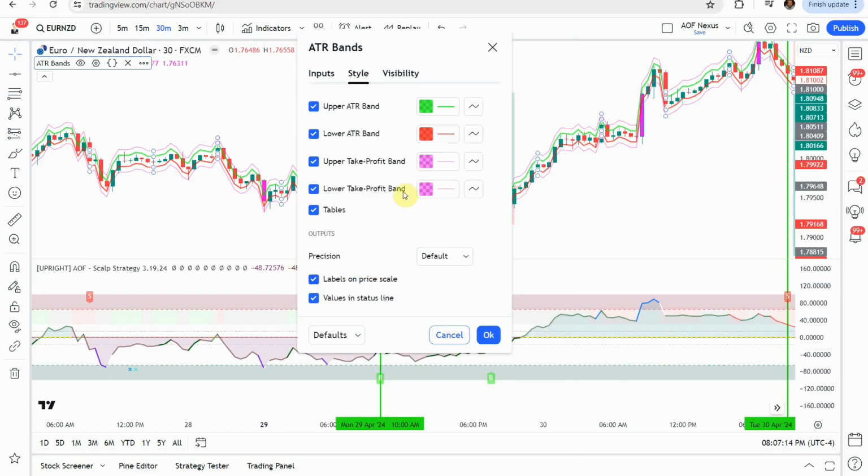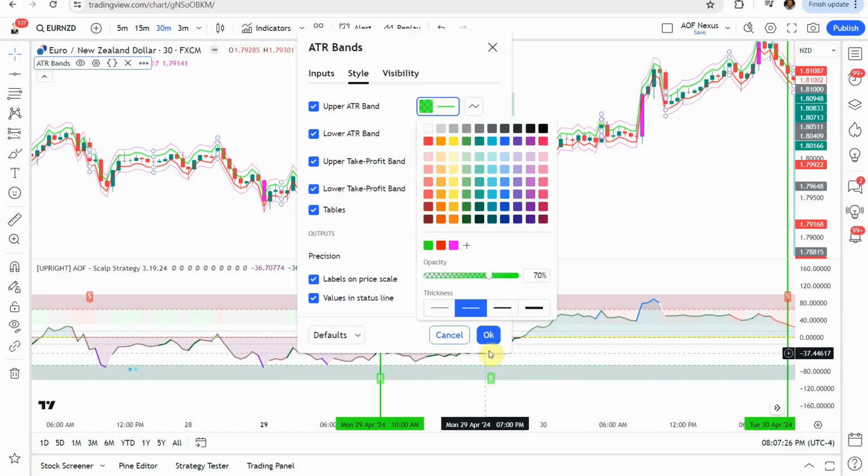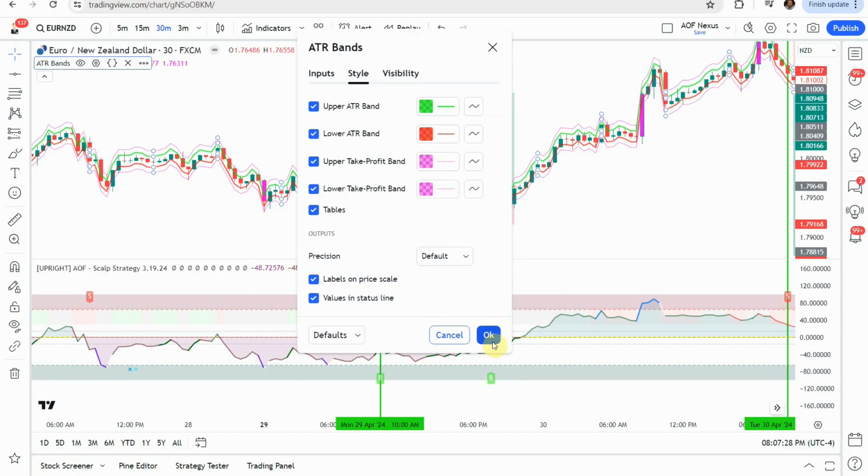Jump into the settings, and what I did was the upper band I turned to green, the lower band I turned to red. Then the 2 take profit bands I turned to purple color, and about 50% opacity, around 70% on the green and red.